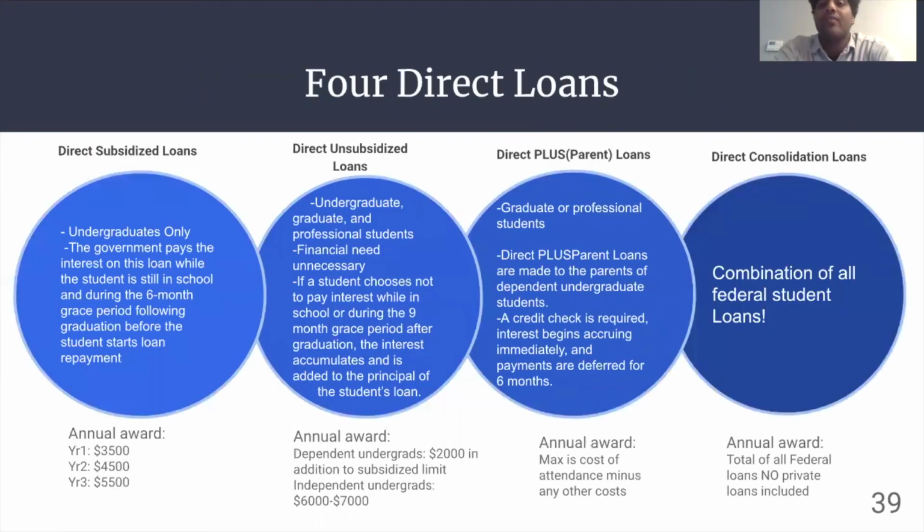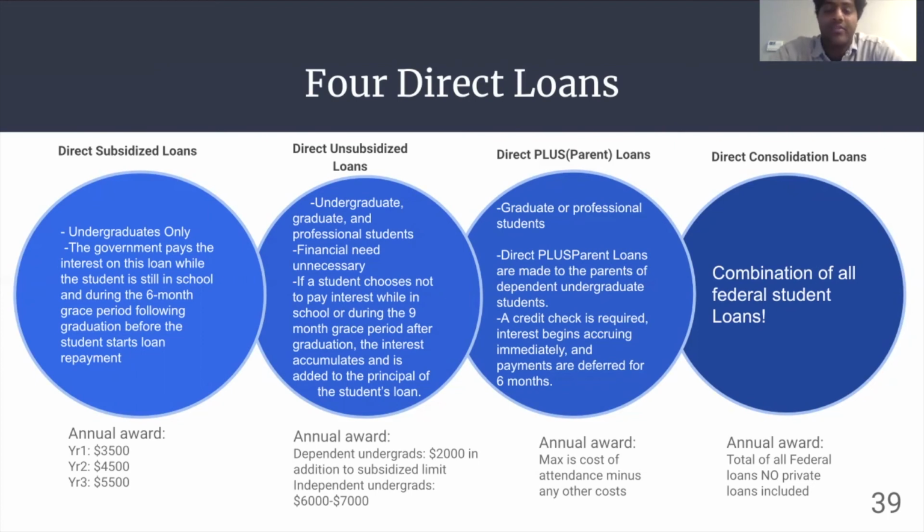So let me talk to you about the 4 direct loans that are a part of the 4 different types of federal student loans. There's direct subsidized loans, direct unsubsidized loans, direct PLUS loans, and direct consolidation loans. So direct subsidized loans are only for undergrads. The government pays the interest on the loan while the student is in school and during a 6-month grace period following graduation before the student starts loan repayment. And the annual award for those, as you see, gradually increases as the years go on.